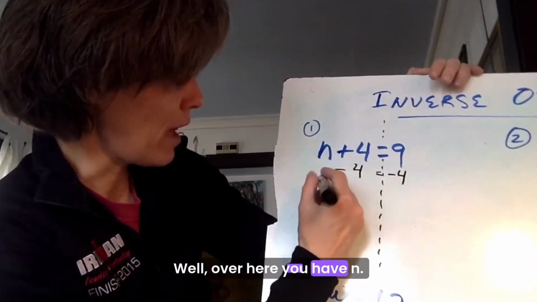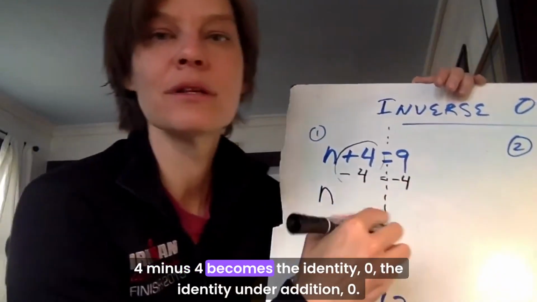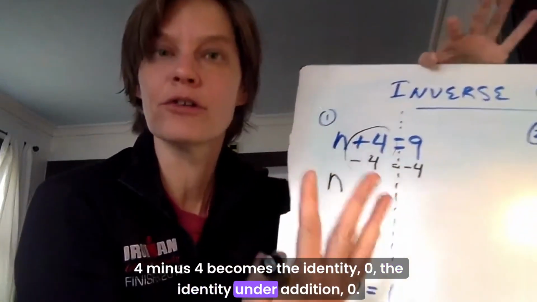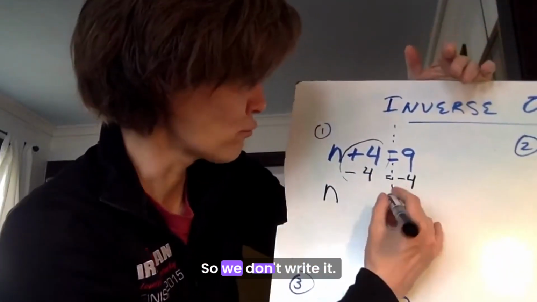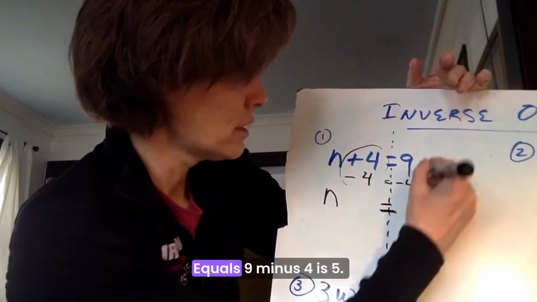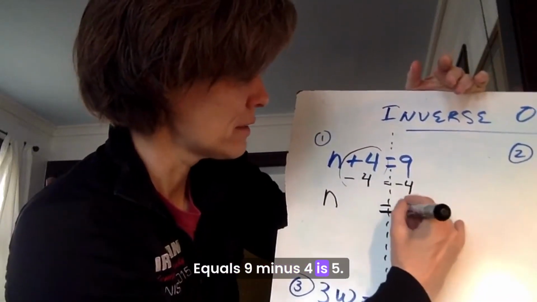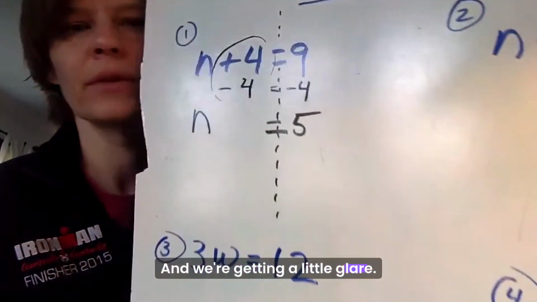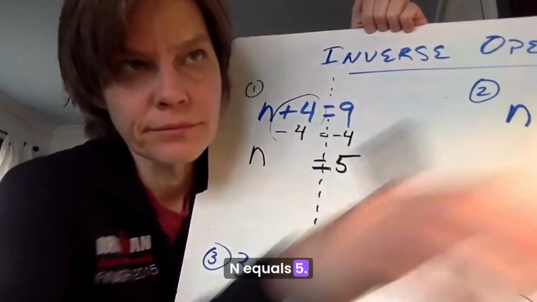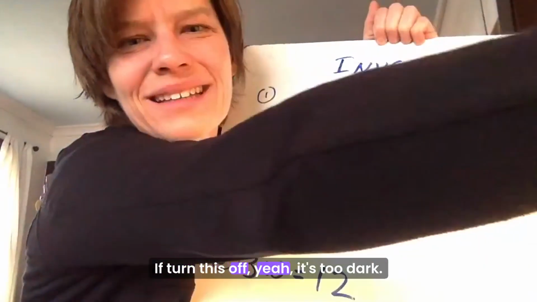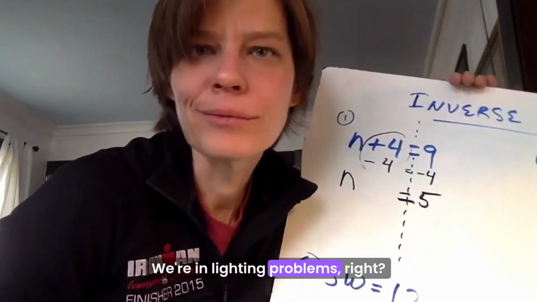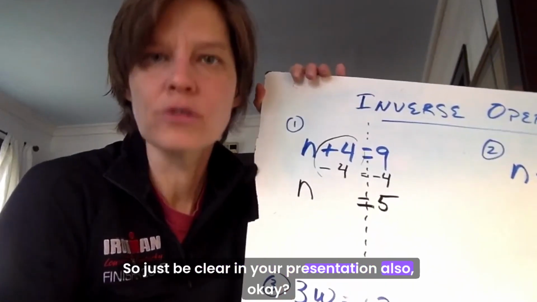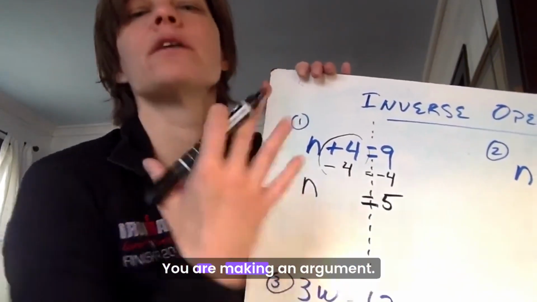Well, over here you have n. 4 minus 4 becomes the identity, 0. The identity under addition, 0. So we don't write it. Equals 9 minus 4 is 5. That's the whole point. And we're getting a little glare. N equals 5. If I turn this off, yeah, it's too dark. Lighting problems, right? So just be clear in your presentation also, okay? You are making an argument.